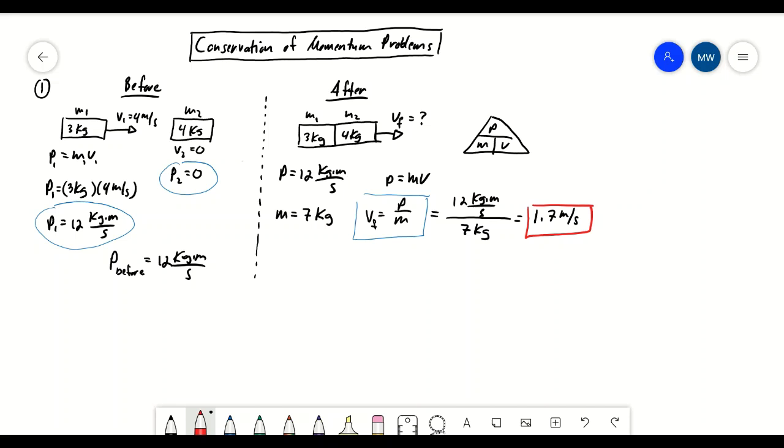So there we go. We drew our before and after picture. We found the total momentum before. We used that total momentum before in the after part to solve for our unknown.